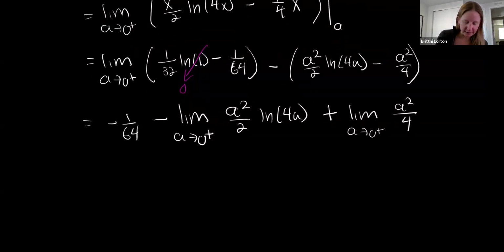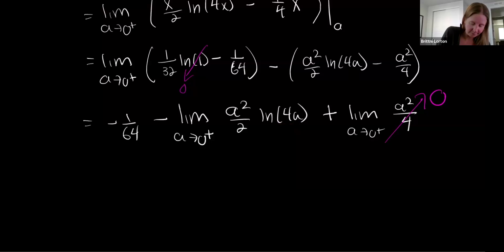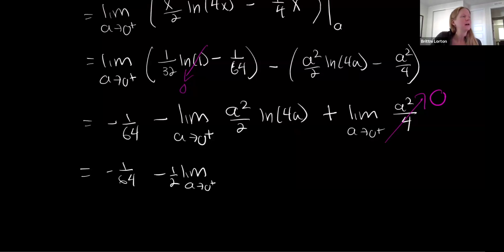The reason I did it that way is because it looks like that last limit at the end is really easy because 0 squared is just 0. This limit is harder because ln of 0 is undefined. So I got to do some work for that one, which we can do. So negative 1 over 64 minus, that 1/2 is just a constant. So I'm going to bring it on the outside of that limit because it's just a constant. I'll deal with that 1/2 later.